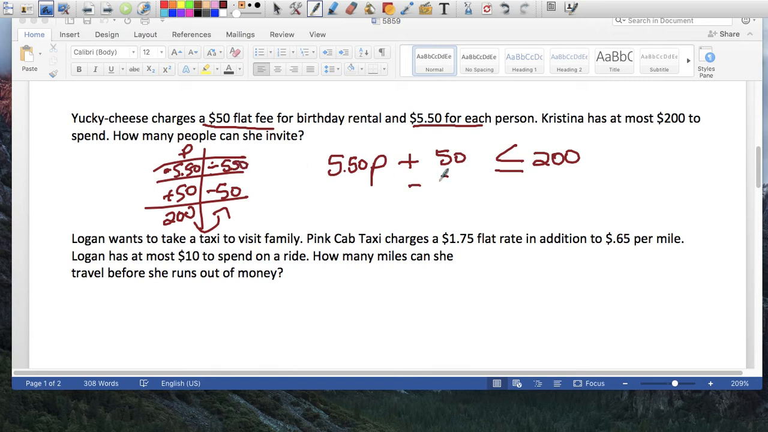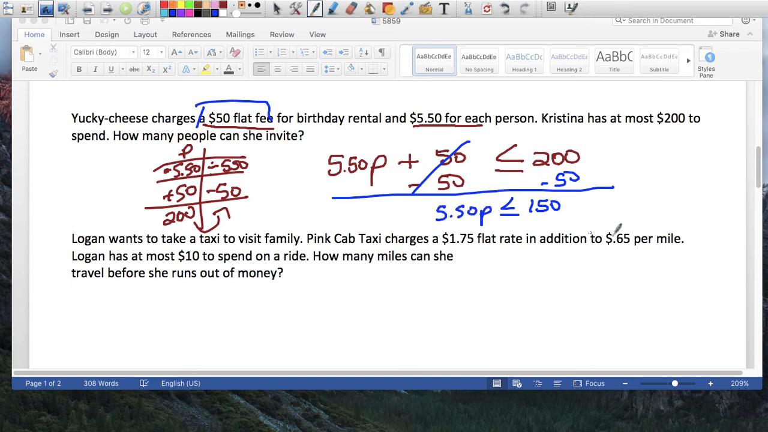So let's do that. Minus 50, minus 50. 50 goes away, so I have $150, which makes sense because I have to subtract the fee, right? The $50 that I'm paying them just to rent the place. And then now I can calculate how many people I can invite. So divide by 5.50, divide by 5.50, and P is less or equal to 150 divided by 5.50, which equals 27.